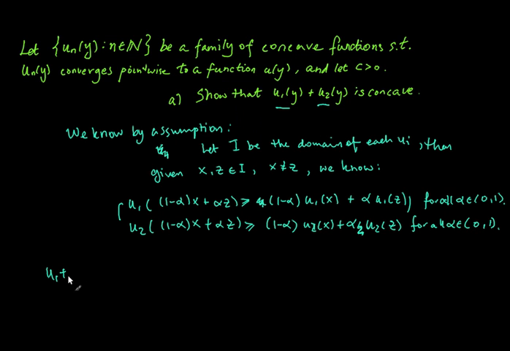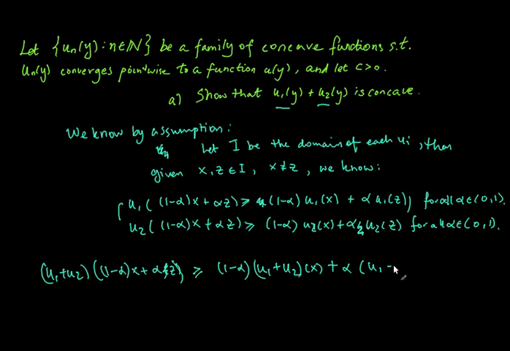So we have that u1 plus u2 of 1 minus alpha x plus alpha times z. Well, u1 of this is greater than or equal to all of this, and u2 of this is greater than or equal to all of this. So the sum of these two must be greater than or equal to 1 minus alpha times u1 of x plus 1 minus alpha times u2 of x. We can put this together in one like this, plus alpha times the sum of u1 and u2 of z. And that was A.